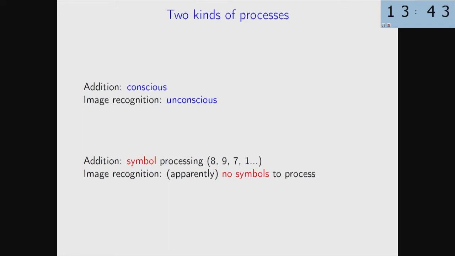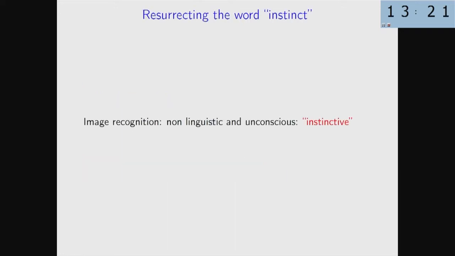So it seems that we need an adjective to designate these processes that are unconscious and non-symbolic. And I should say they are non-symbolic, hence unconscious. And I suggest that we should resurrect a word that has disappeared from the vocabulary of philosophy and science for long, which is the word instinct. Of course, if you think that the word instinct is too overloaded, we could pick another name. But I should say that image recognition, because it is non-linguistic, hence unconscious, is an instinctive process, while addition is a linguistic process.